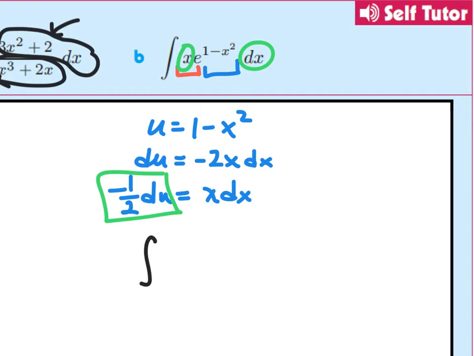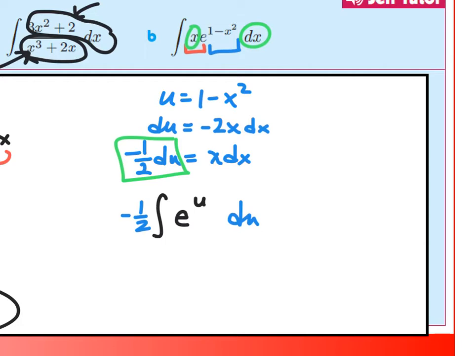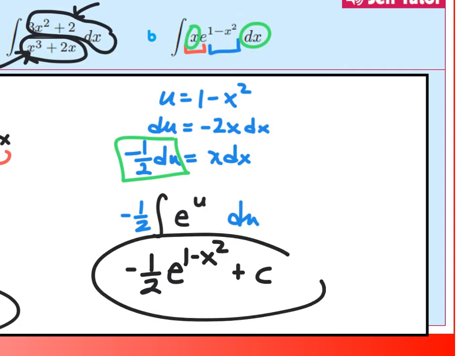So now my integral will be, I'm going to bring that negative 1/2 out in front, and I'm going to leave the du in the back, and I'm going to take e to the u, right? E to the u, right? And u was 1 minus x squared. So now I can integrate, and clearly the integral of e to the u is e to the u. E to the u is e to the 1 minus x squared, and that'll be multiplied by negative 1/2. Don't forget to add C. Let's try another one.